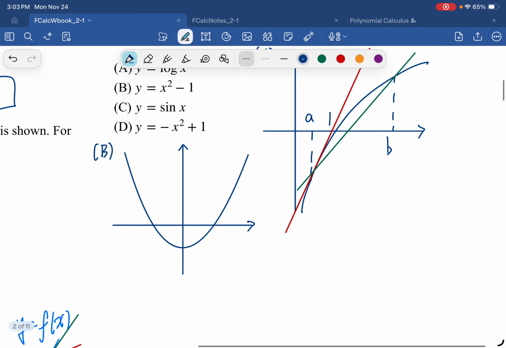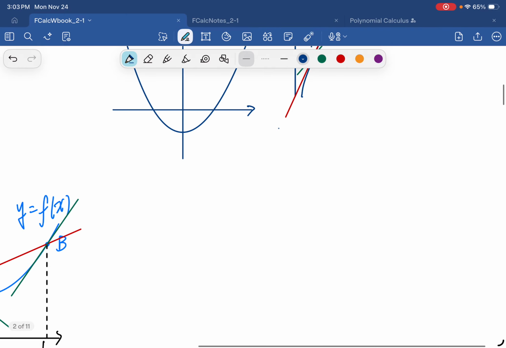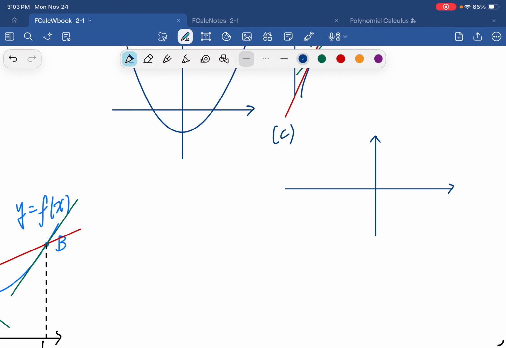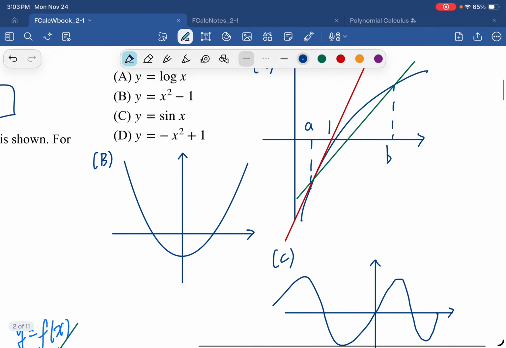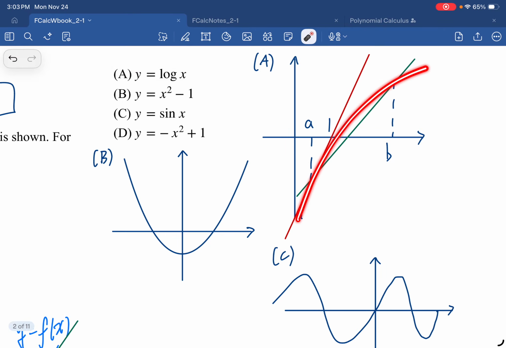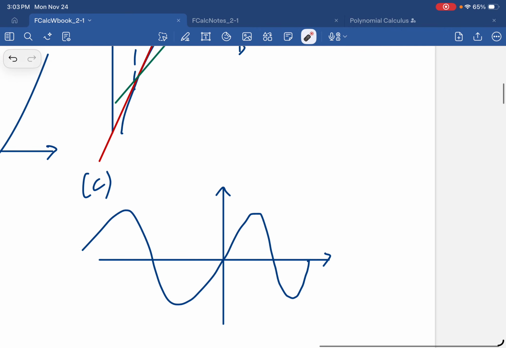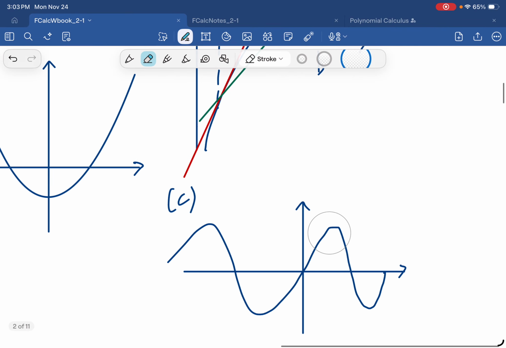But let's move on to the other graphs. Sine x. So sine x is a trig function which has period 2 pi, and it looks like this, roughly. My drawing skills aren't that great on the iPad, but it roughly looks like that. So let's see here. When we looked at the log graph, notice how if a curve is sloping upward like this, then it doesn't hold true. So we can immediately apply that to our trig graph.